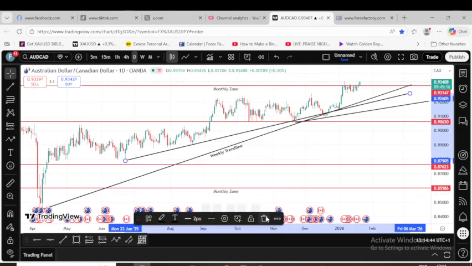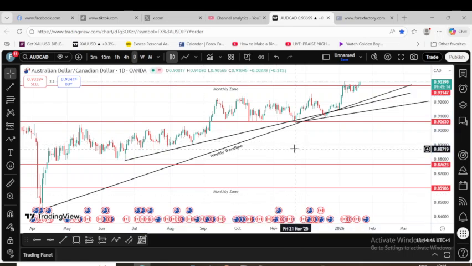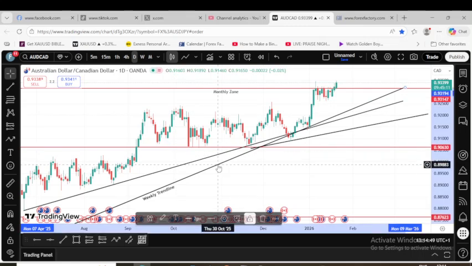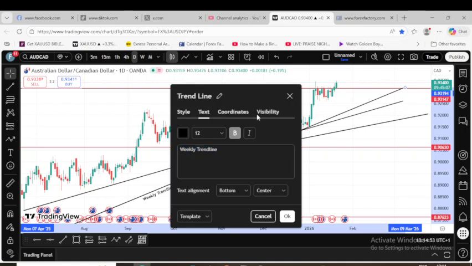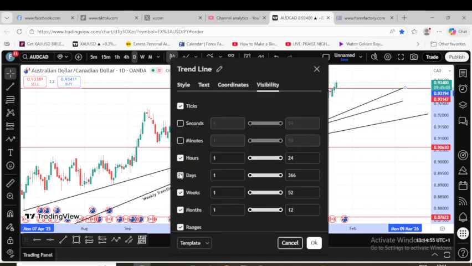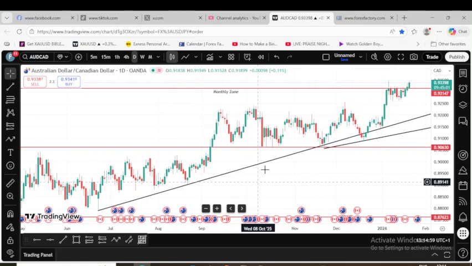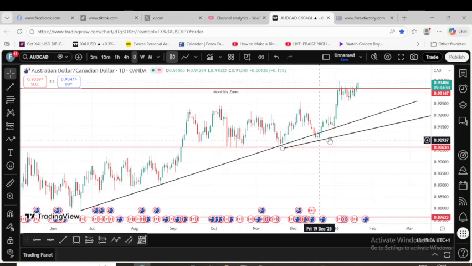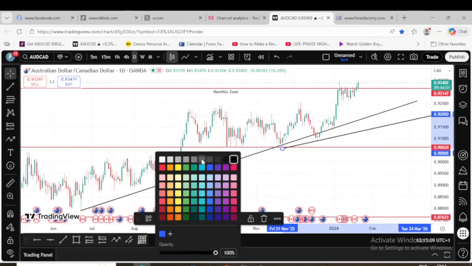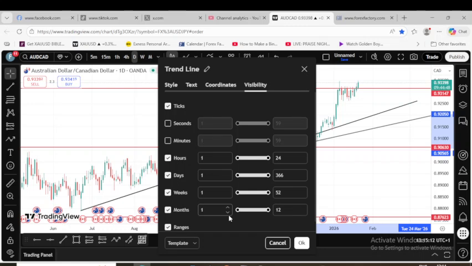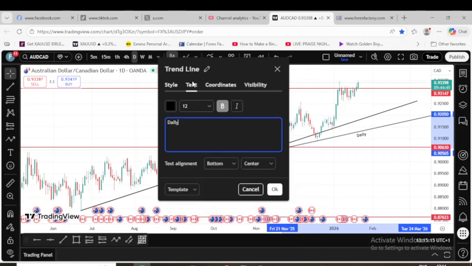Should we delete this one? First of all, let me hide this one. So this is what we have. We have a trend line like this. Price clearly bounced off this trend line twice. And then we can also draw another trend line here. So let's just keep them both instead of deleting one of them. Both of them are valid daily trend lines.